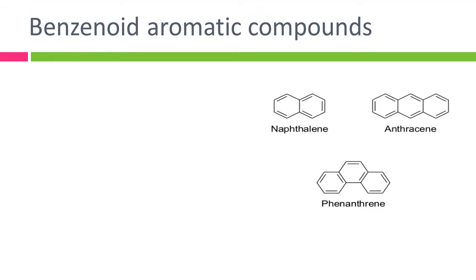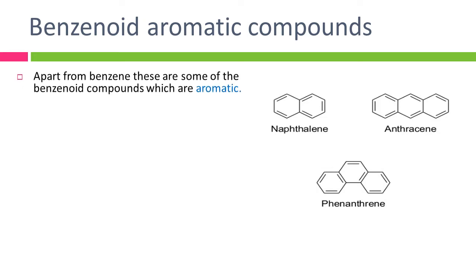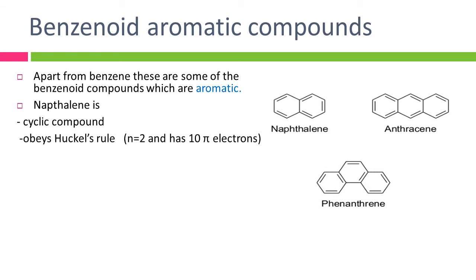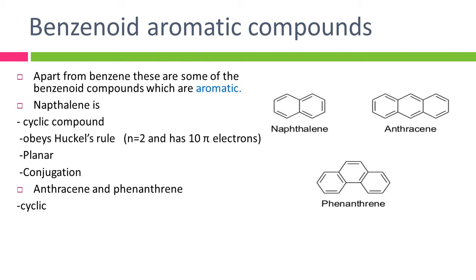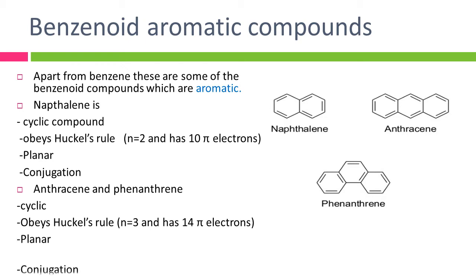Now let's go into the examples. Benzenoid aromatic compounds. Apart from benzene, we have some more benzenoid compounds which are aromatic. For example, naphthalene, a bicyclic compound, is aromatic. It is obeying Huckel's rule with 10 pi electrons. It is planar and it has conjugation. The tricyclic compounds like anthracene and phenanthrene, they are also cyclic. They obey Huckel's rule with 14 pi electrons. They are planar and are conjugated. These are examples of some benzenoid aromatic compounds.